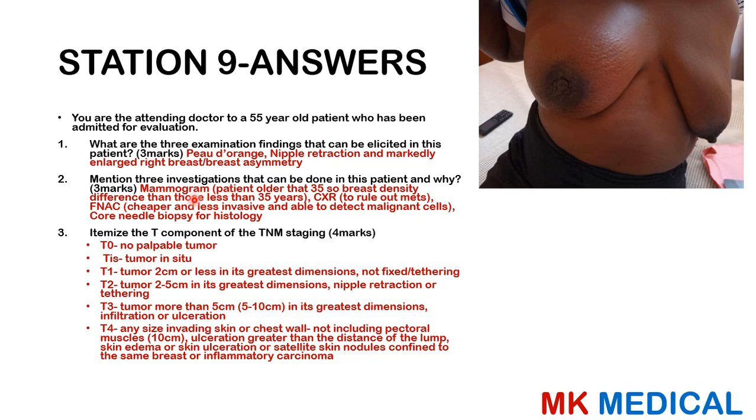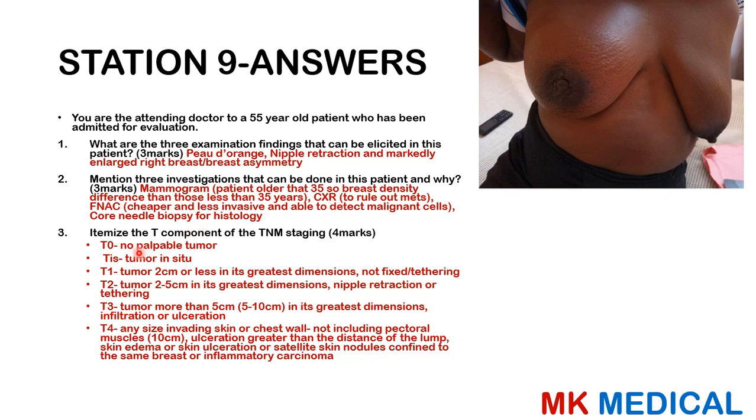Investigations include a mammogram, because this patient is obviously above the age of 35, so the breast density is different to someone who's less than 35, and generally even the size of the breast is different as compared to someone who's less than 35. We want to do a chest x-ray to rule out any METs, and FNAC because it's cheaper and it's less invasive, and you're able to detect certain malignant cells. And of course, a core needle biopsy for the histology in case the FNAC comes out unrevealing.